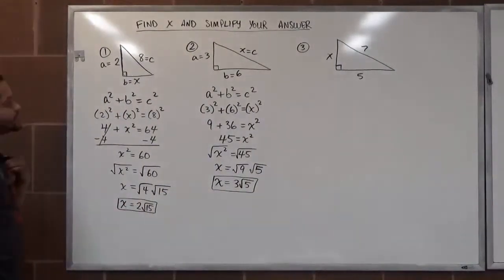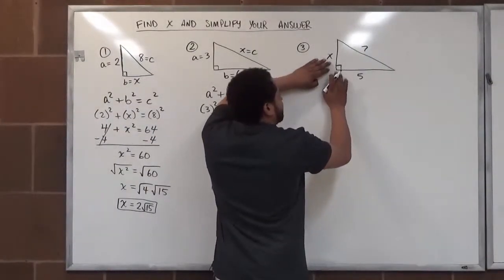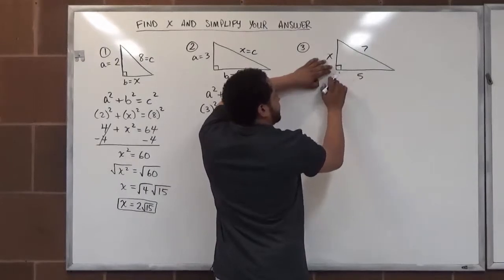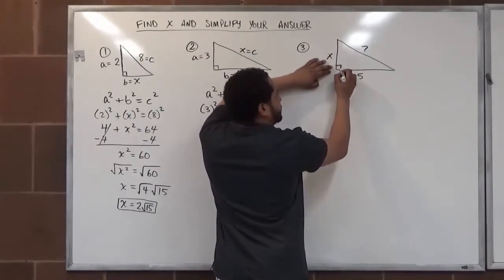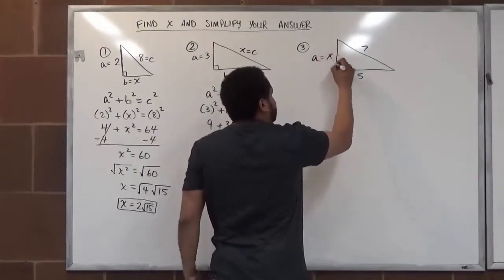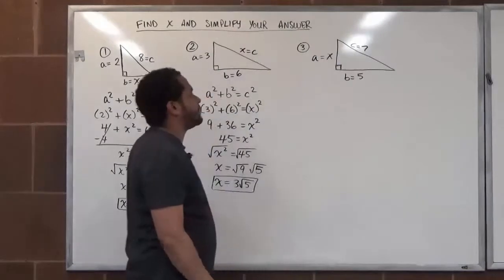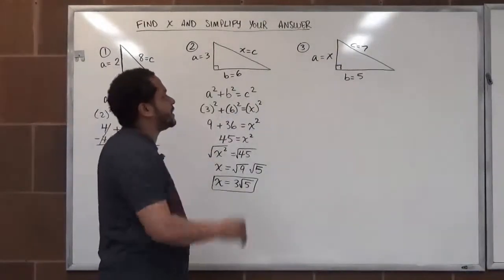Let's move on to the next one. Again, the legs of the triangle are adjacent to the right angle. We can tell that by the little box that looks like this. It's a little square in the corner of the triangle. And we know that this will be A, this will be B, and finally our third side will be C, which is always the hypotenuse opposite to the right angle, right?